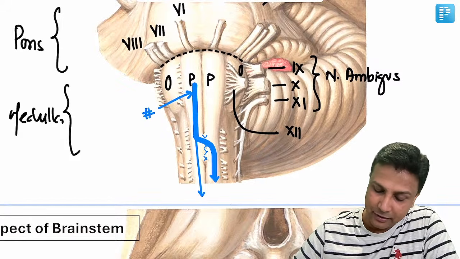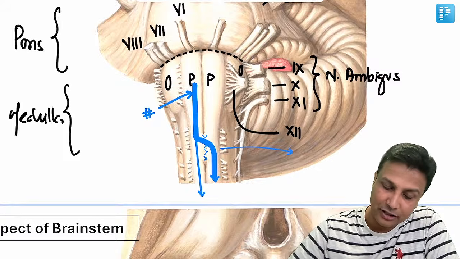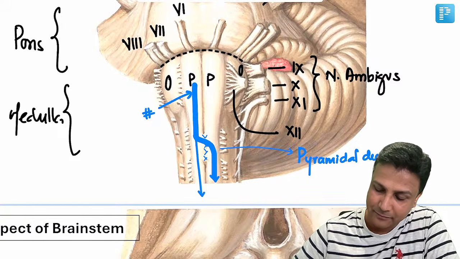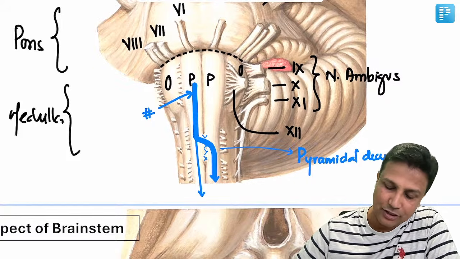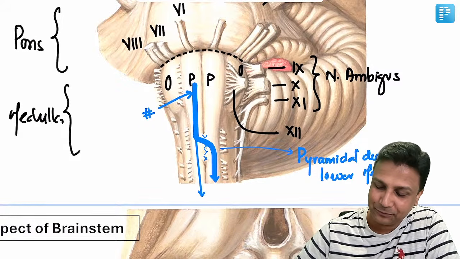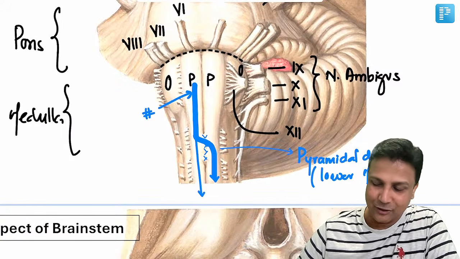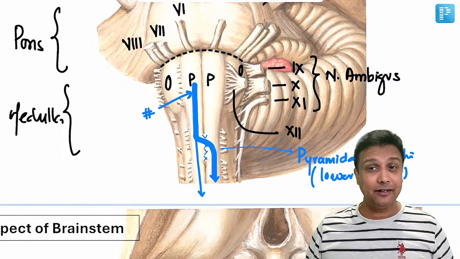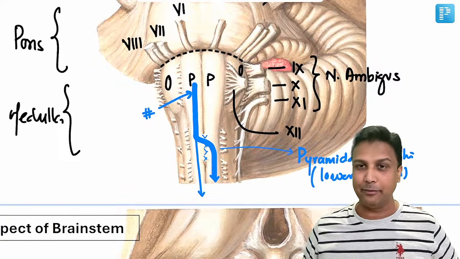And please remember, this itself is a repeated question in your INI-CET exam. Where exactly will the pyramidal decussation take place? Remember, pyramidal decussation will be taking place at the lower medulla. Pyramidal decussation will occur at the lower medulla. Already this question has been asked many times in your INI-CET exam. Point number 1 completed here.